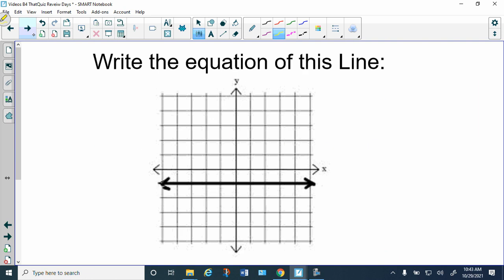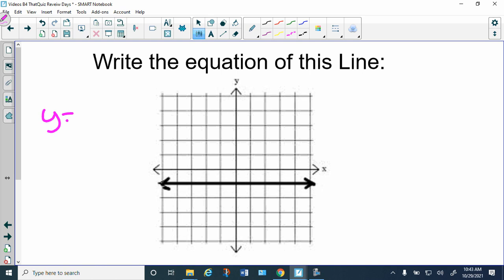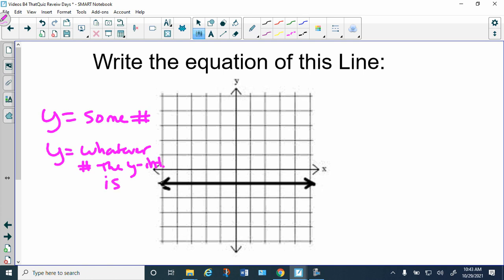Okay, write the equation of this line. When you see a flat line, you have some options here. You can just memorize that all flat lines start with y equals some number. And what number is it? Well, y equals whatever number the y-intercept is. So we could just do it that way.